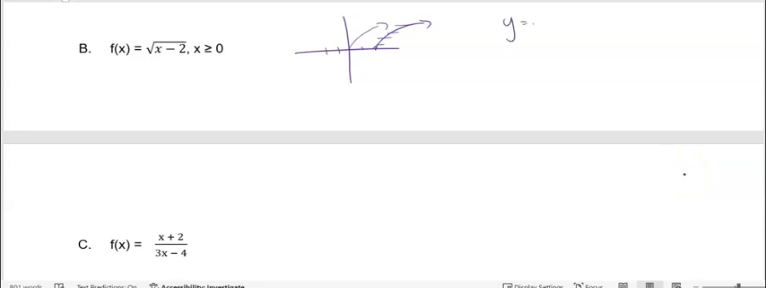So I go y equals root x minus 2. So let's solve this thing for, this is for x greater than or equal to 0. That might be important. I'm going to solve this thing for x. I'm going to square both sides. Add 2.